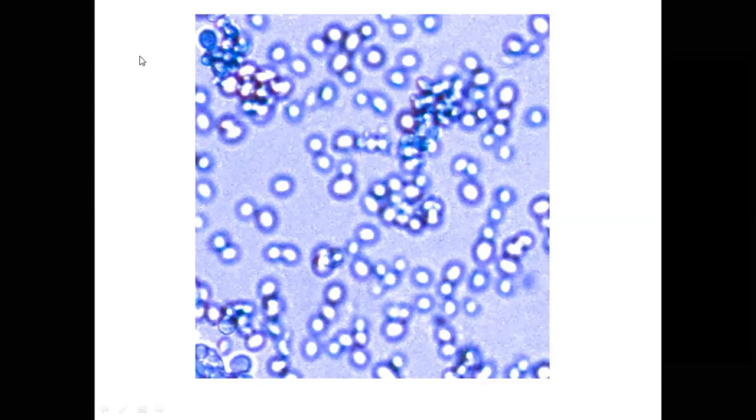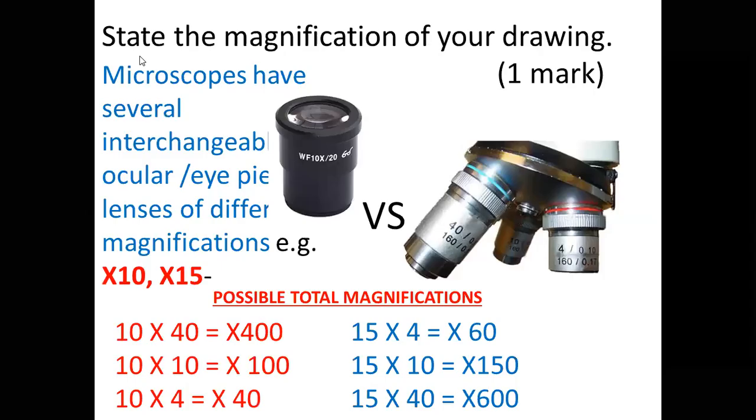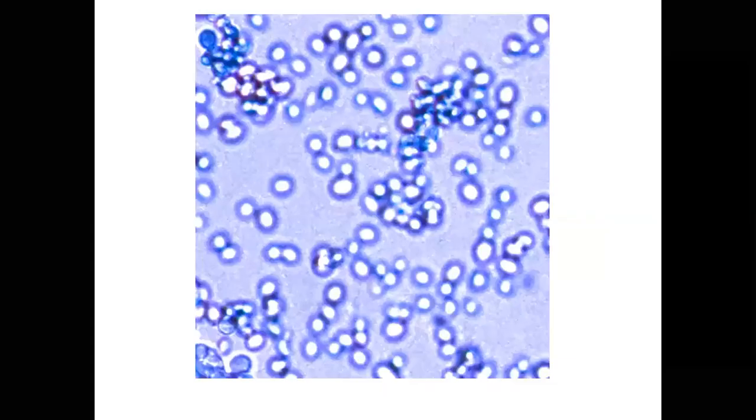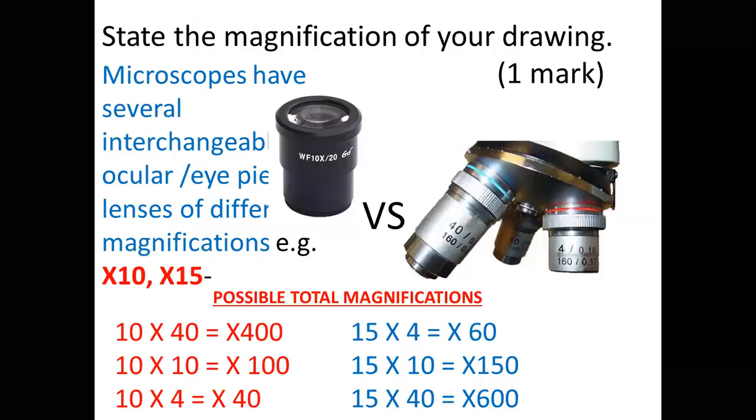And maybe there is something else that I want to say. Anytime that now you're told to draw a cell under a microscope, like now this case, the only way that your drawing can be valid is when you take into consideration the following. What I'm about to show you here. State the magnification of your drawing. If you draw something that has no magnification, no mark.